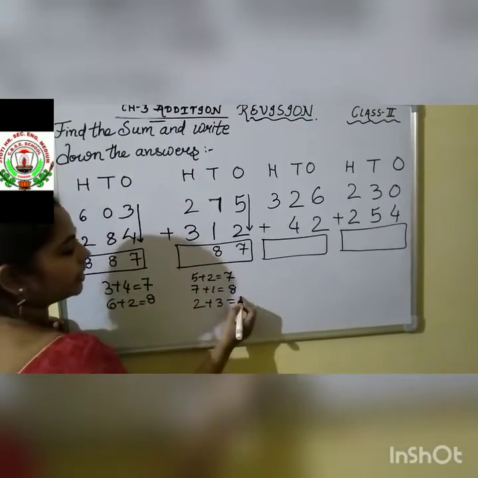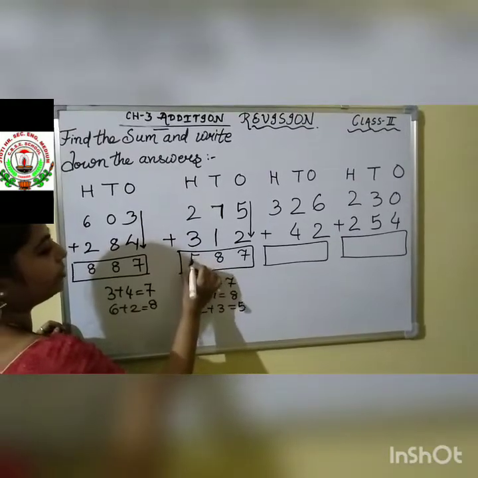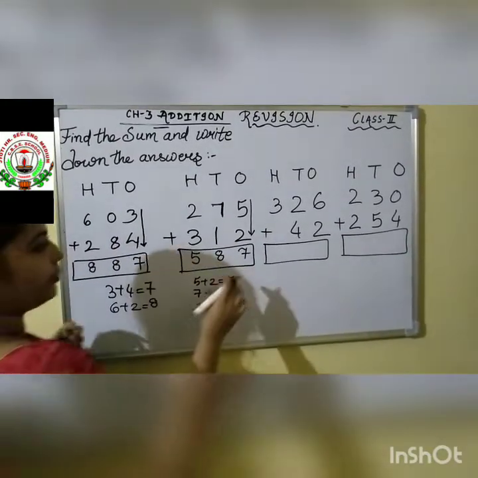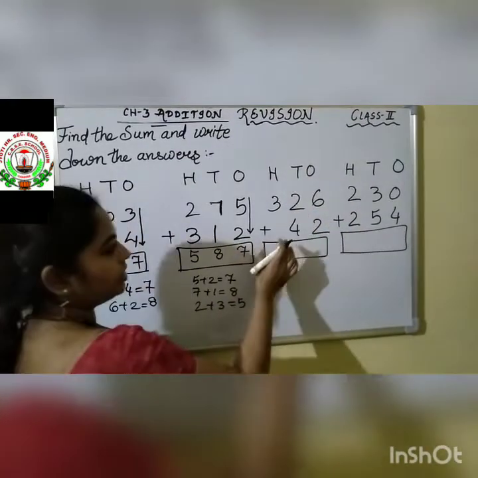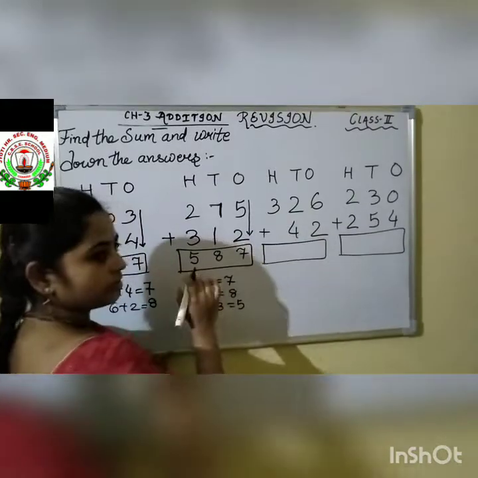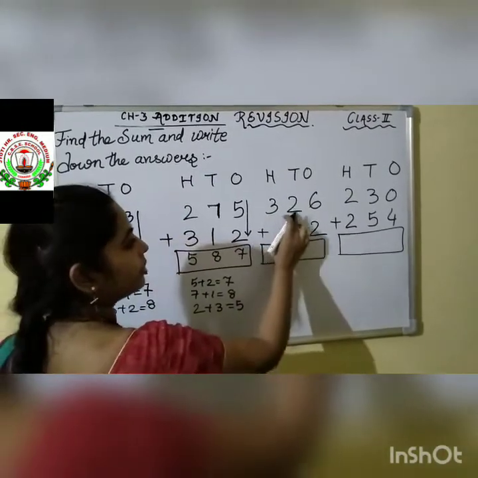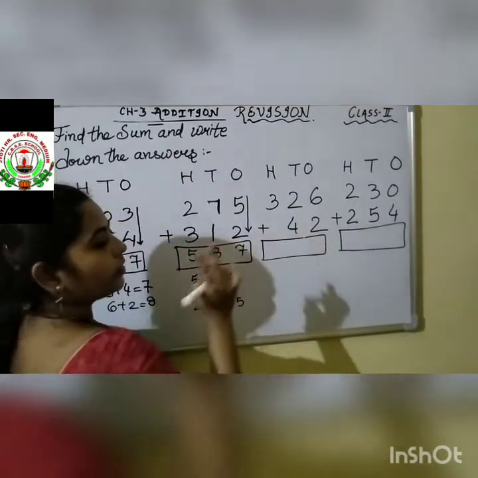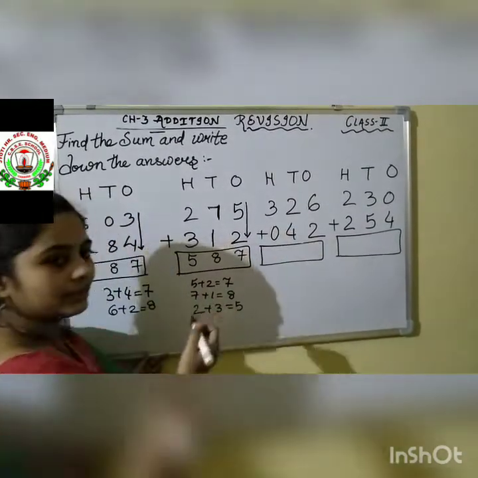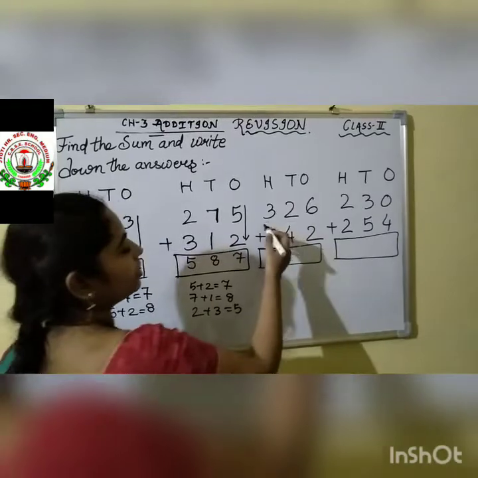What number will we be getting? 5. So we have to write it here under the hundreds column. Clear, children? Next question. See clearly, 326. There are 3 digits, 326. But in the second step, we have only 2 digits, so the hundreds place is missing. We can put 0 like this. Yes or no?